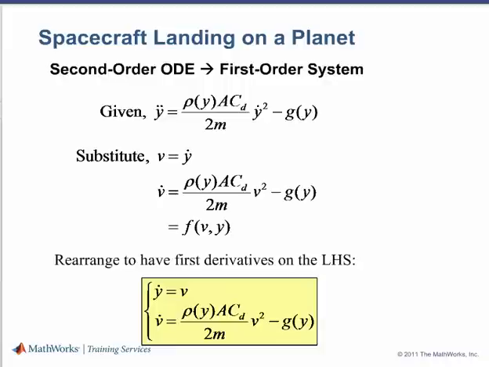This is a two-dimensional system of first-order ODEs. The two dependent variables are y and v. Note that the rate equations are determined entirely by these two dependent variables and the independent variable t, although t does not appear in this example.